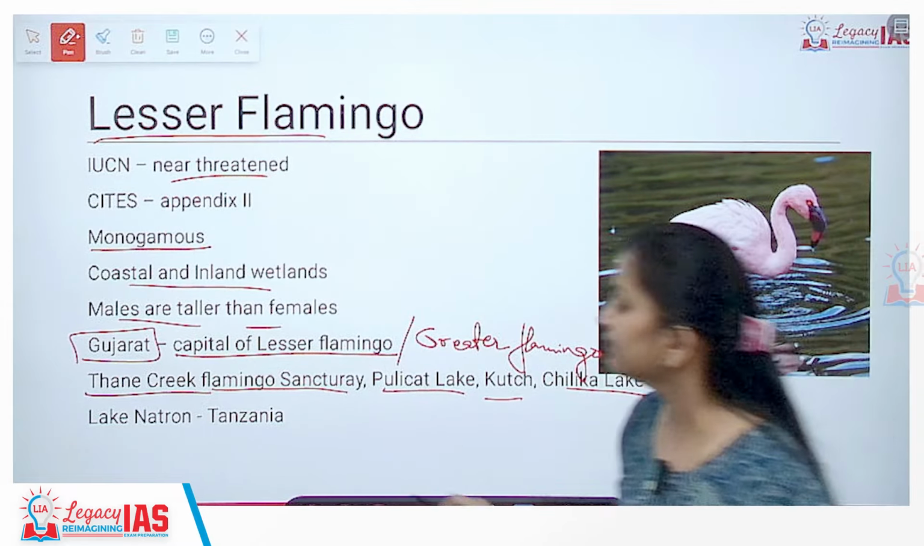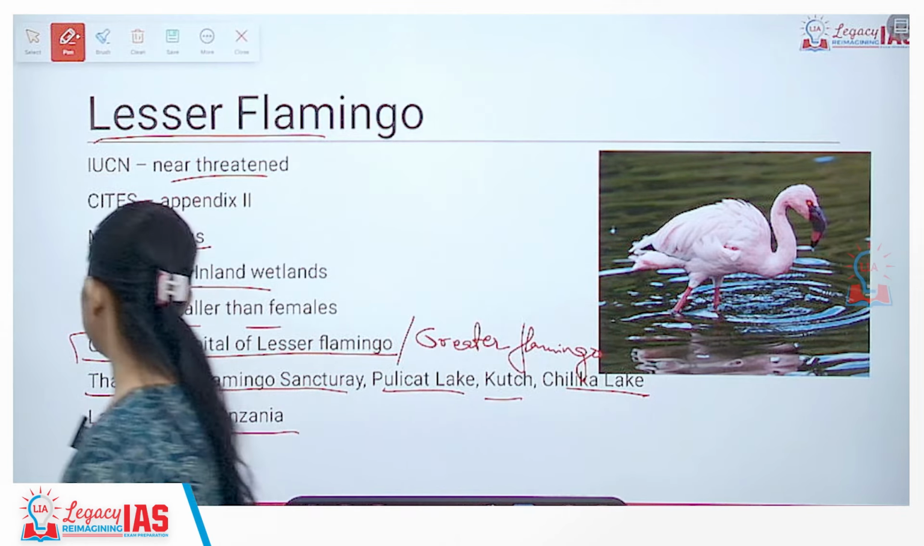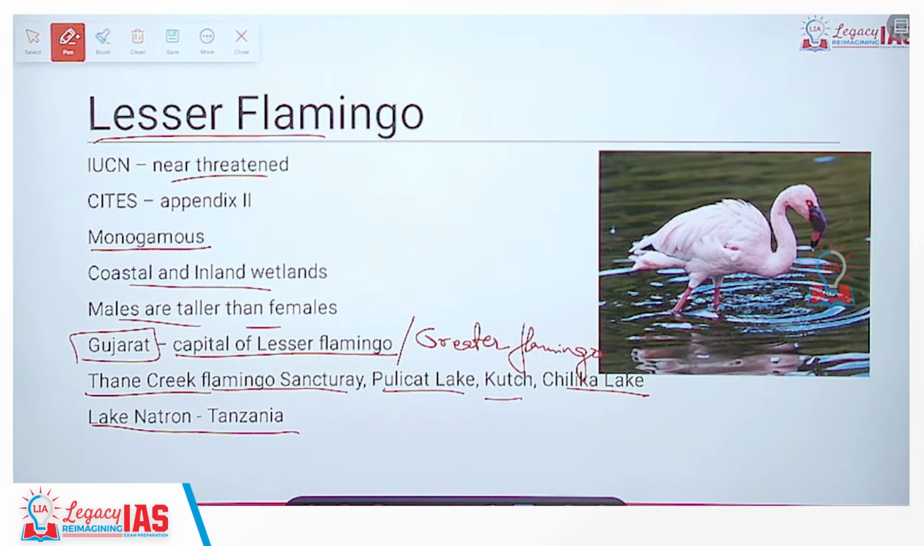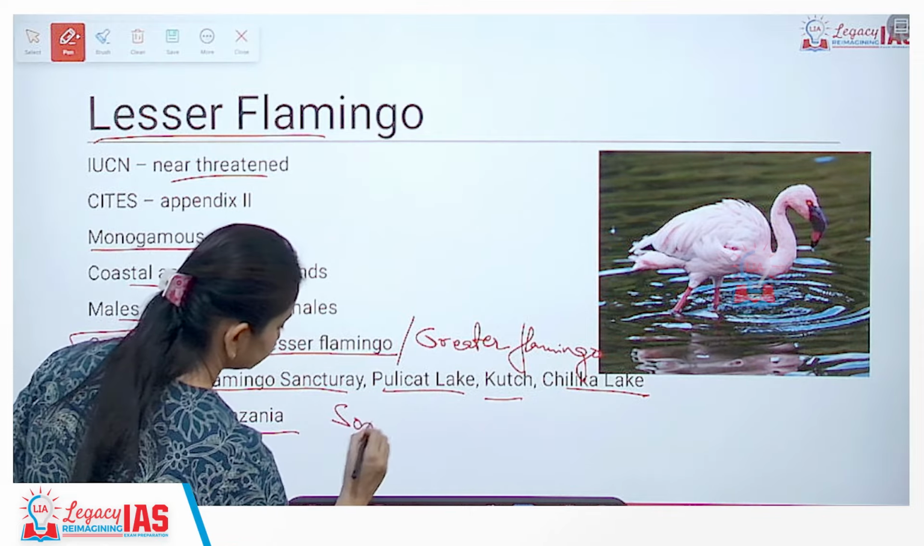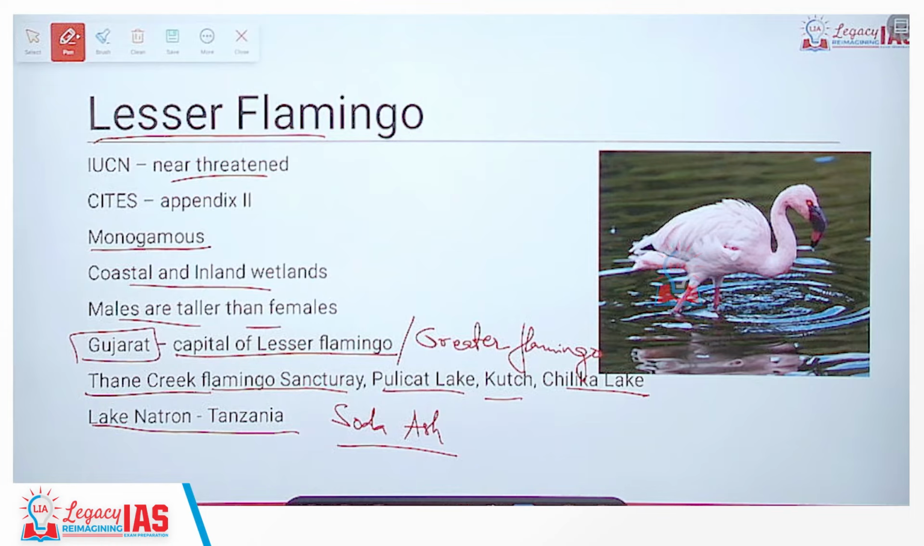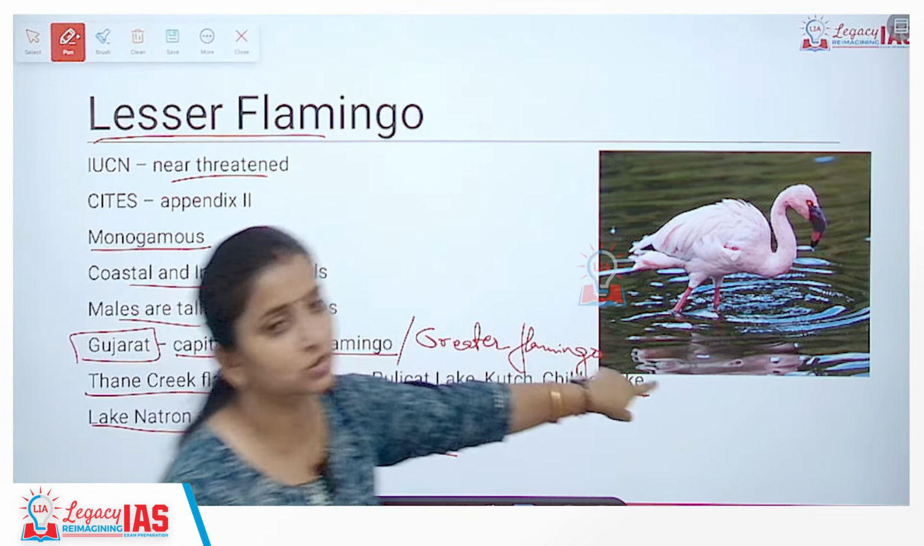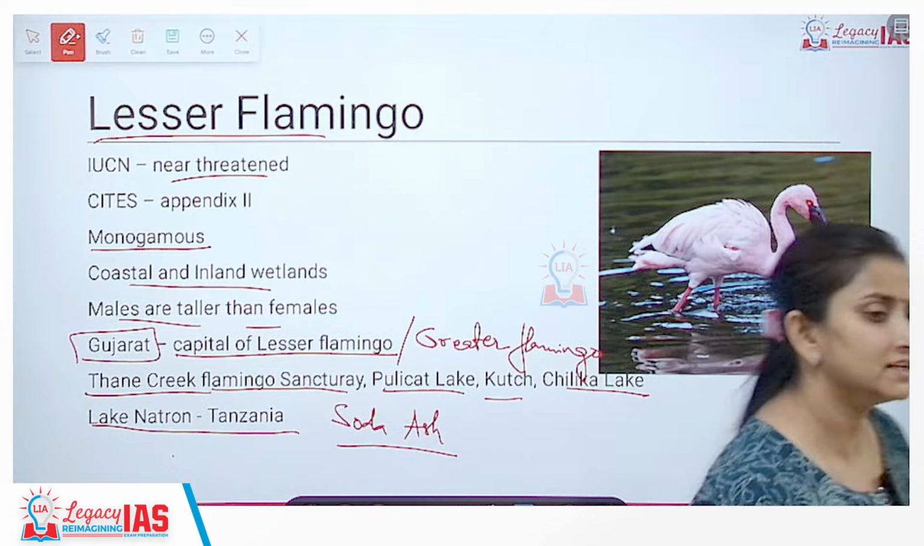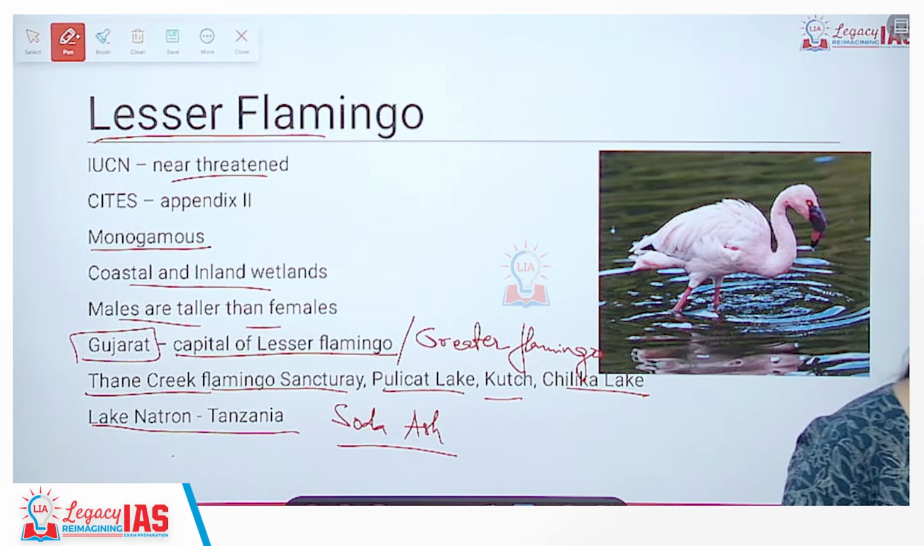They were also in the news at Lake Natron in Tanzania because of the mining of soda ash. Soda ash is a chemical substance which was being mined across this lake, which was affecting the population of lesser flamingos, and that is why lesser flamingos were in the news internationally.